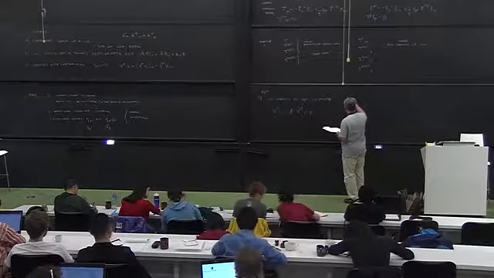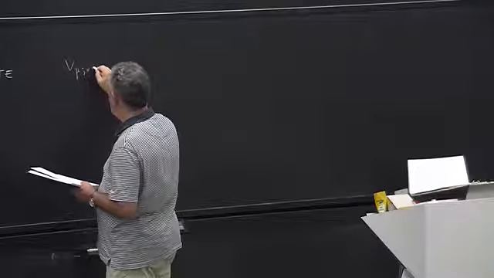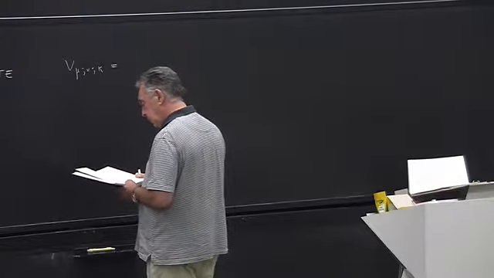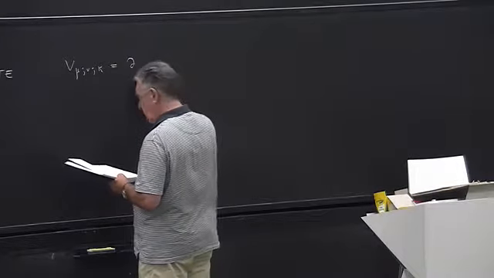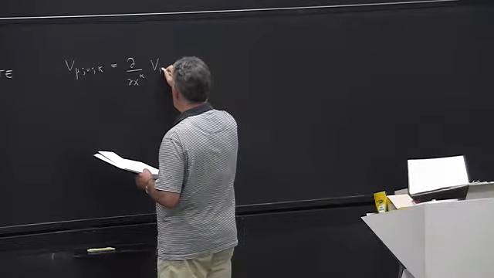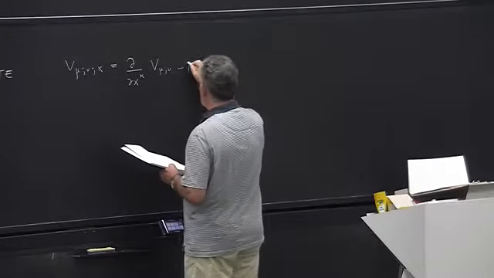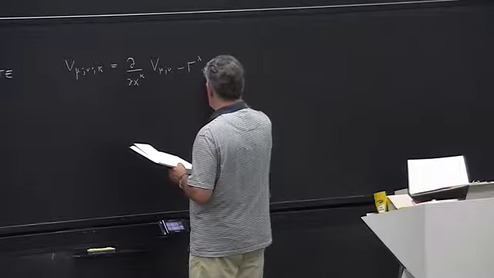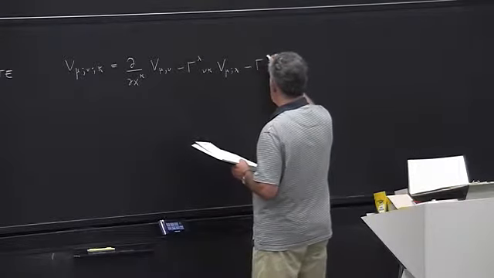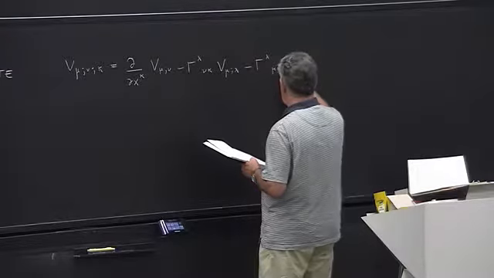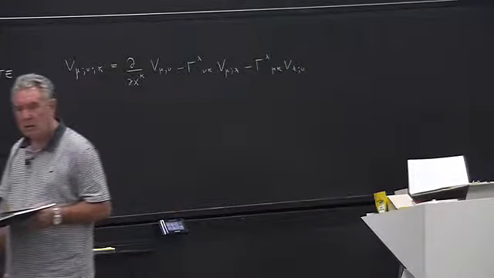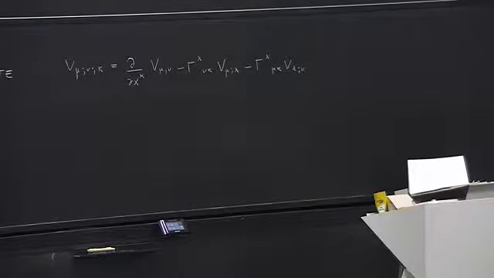Let's look at V_{μ;ν;κ}. It's ∂/∂x^κ of V_{μ;ν} minus Γ^λ_{νκ} V_{μ;λ} minus Γ^λ_{μκ} V_{λ;ν}. So I've just applied for the κ index the rule for the covariant derivative.